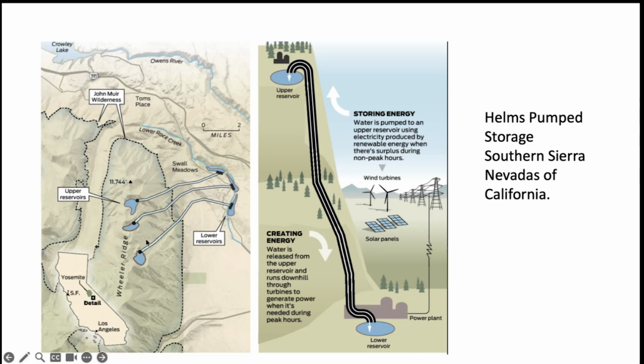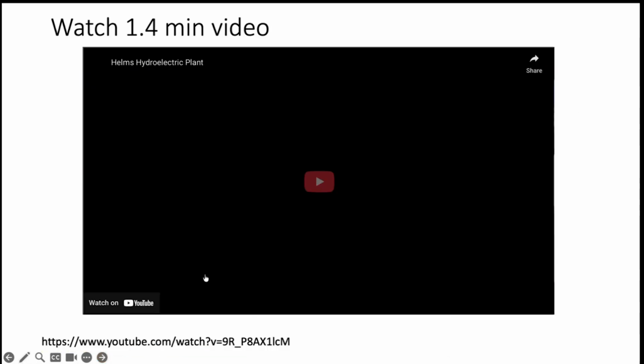So this is an example in California. Clint, you'll like your lake here. This is the Owens River. And this is up at 11,000, 12,000 feet. This is down at a couple thousand. And that's the Helms Pump storage area. There it is in California. We'll watch a video.